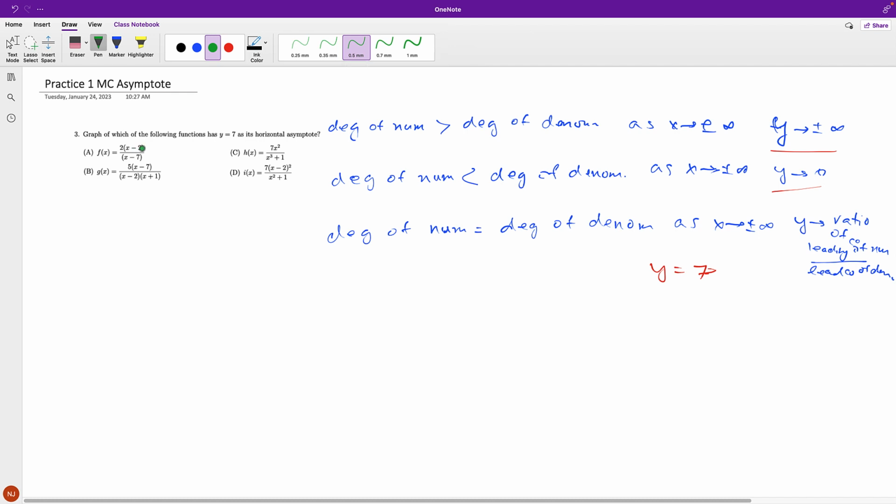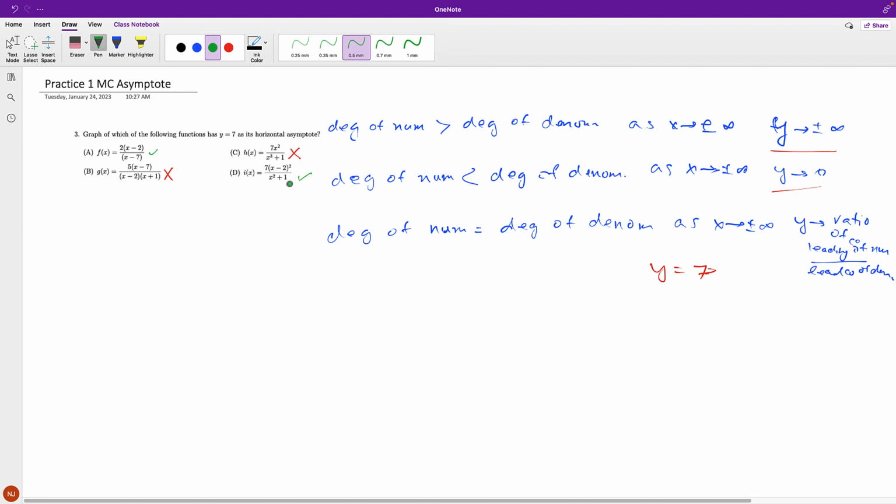Here, the degree of the numerator is 1 and the degree of the denominator is 1. This one is 1, that one is not 1, because the degree of the numerator is 1 and the denominator is 2. Here, the degree of the numerator is 2 and the degree of the denominator is 3, not the same. But the last one is, and you have to notice a little bit more: if you expand x minus 2 to the power 2, the degree of the numerator is 2 and the degree of the denominator is 2. So these two have the same degrees in the numerator and denominator.